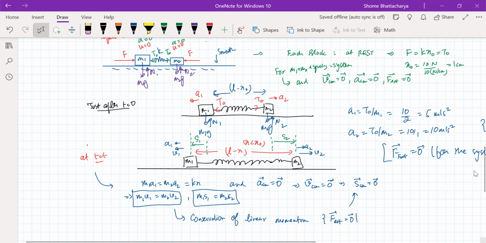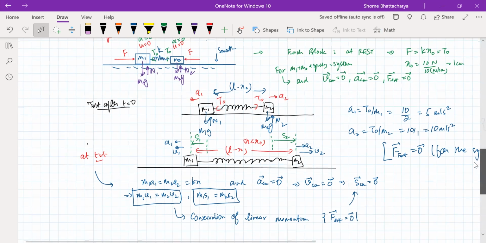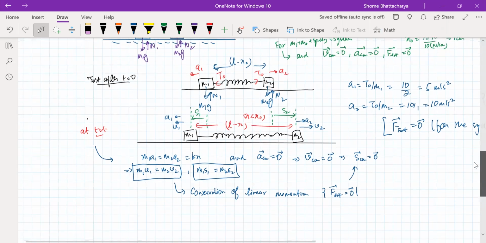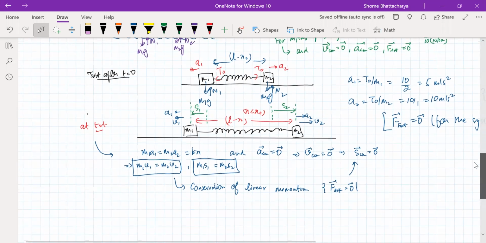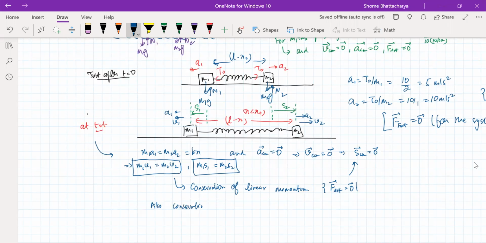So for example, we know that x naught was 1 centimeter. Now, if we want to find out that by the time x has become half a centimeter, how much speed the blocks have gained, suppose we want to do that. So in addition to conservation of linear momentum, there's also conservation of mechanical energy on the system.